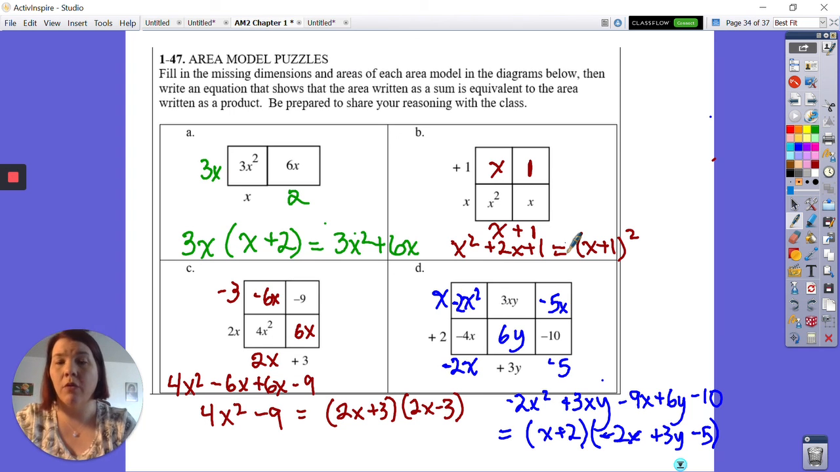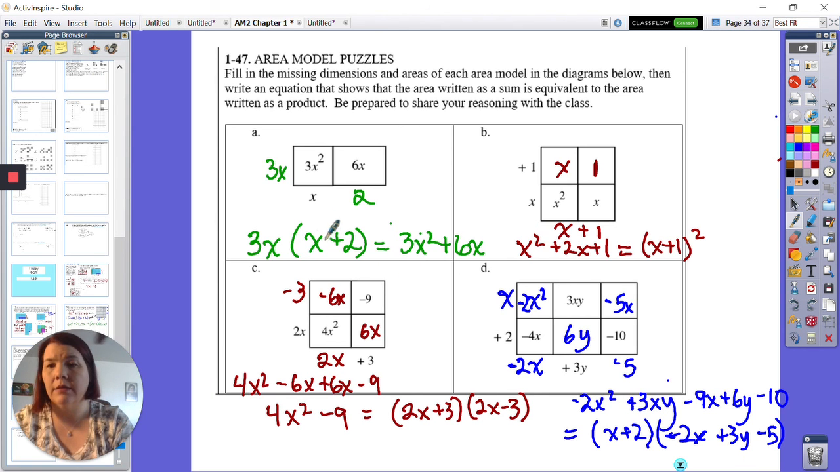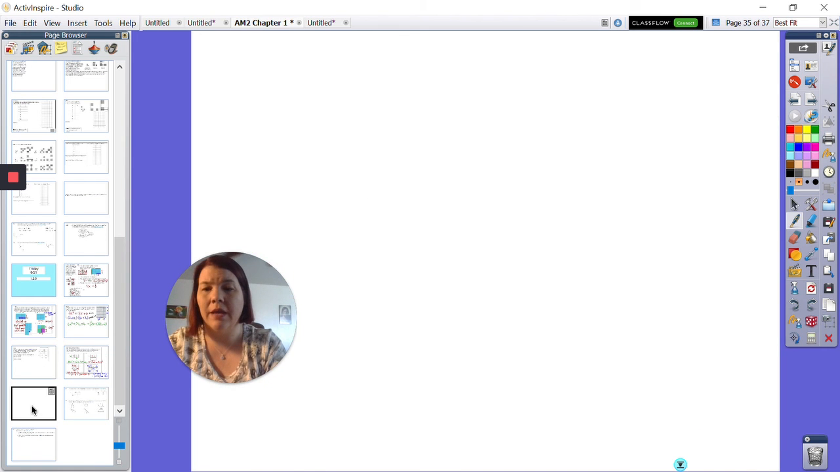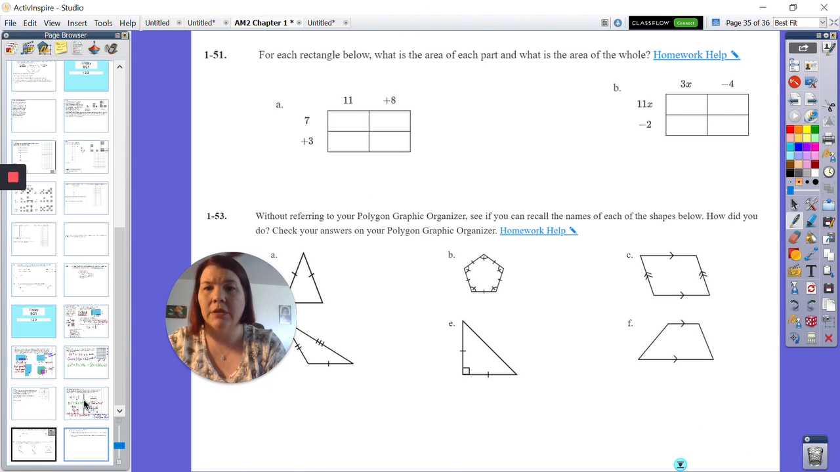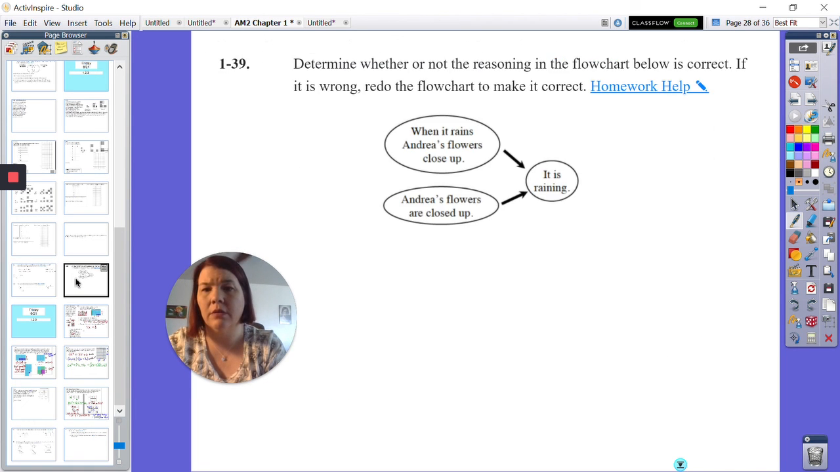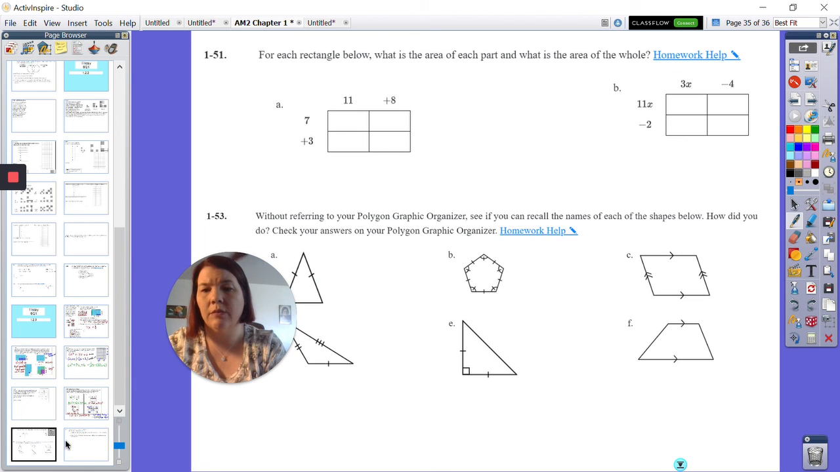And so your homework today is, I'll give you a couple of pointers in the next lesson, but your homework today is 3 problems from 111, this one right here, the perimeter, and then the flow chart, and then these ones.